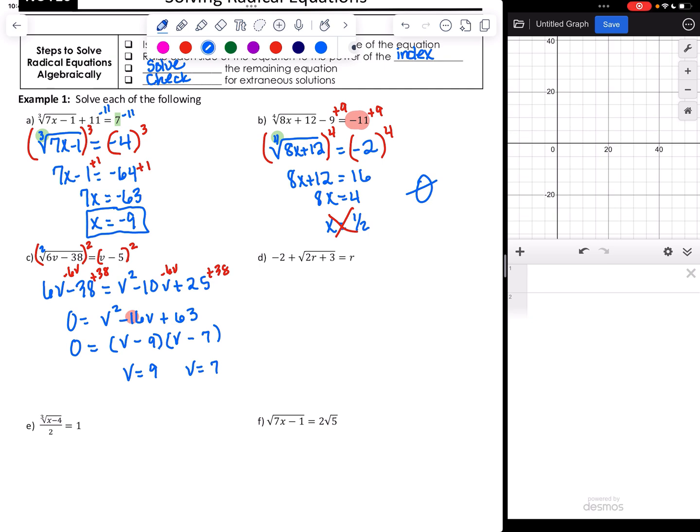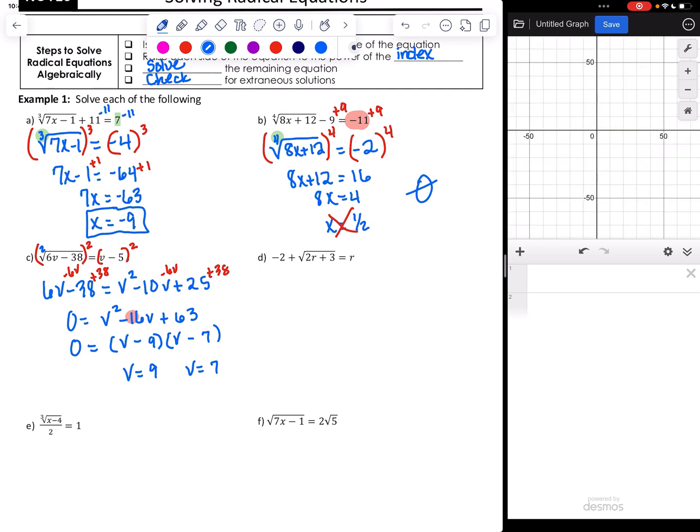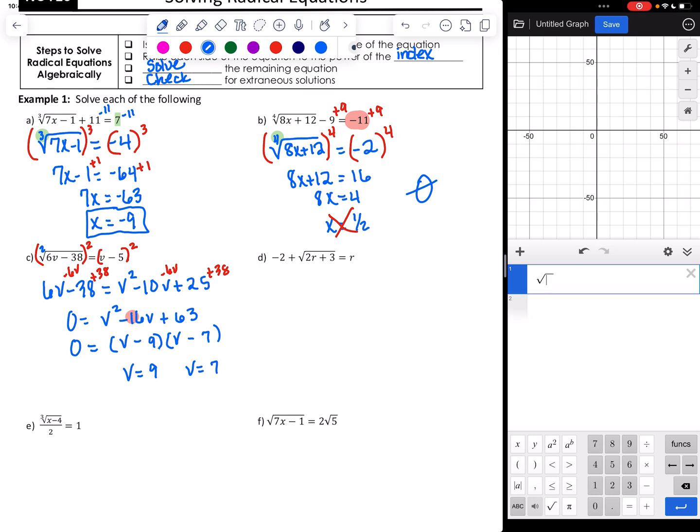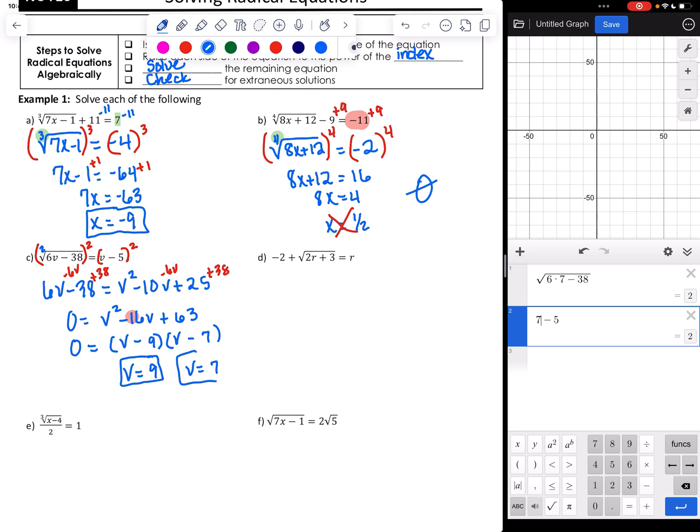Now, I need to check these solutions because they may be extraneous. So let's see here. We'll check the first solution. I want the square root of 6 times 9 minus 38. And then on the other side, instead of v minus 5, I'll put in 9 minus 5. And they both equal 4. Now I'm going to change that 9 to a 7 and change this 9 to a 7. And we get 2 and 2. So both of these check out and are solutions to the equation.